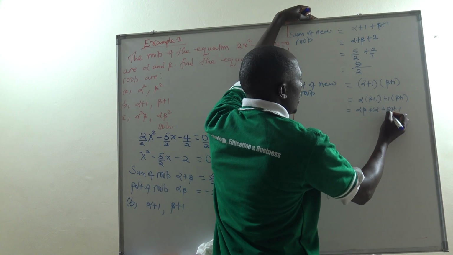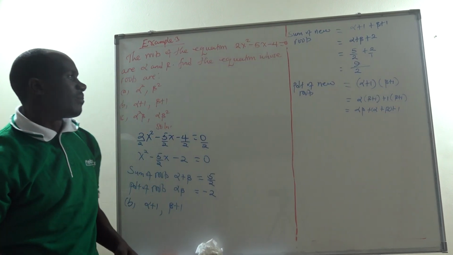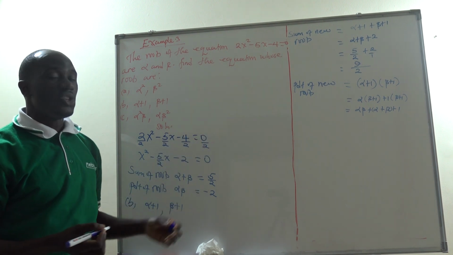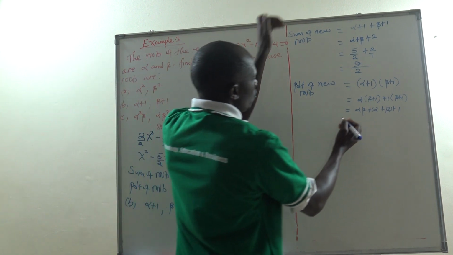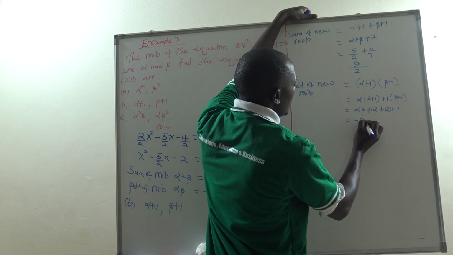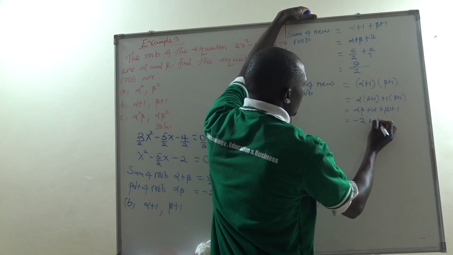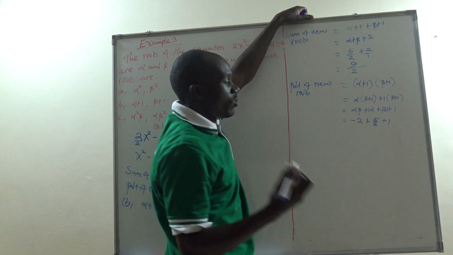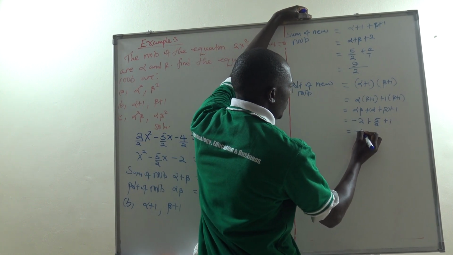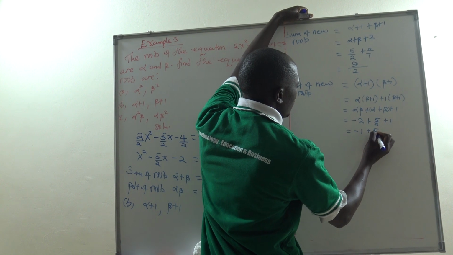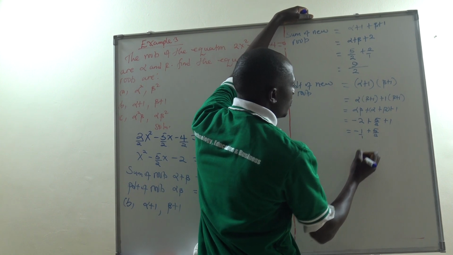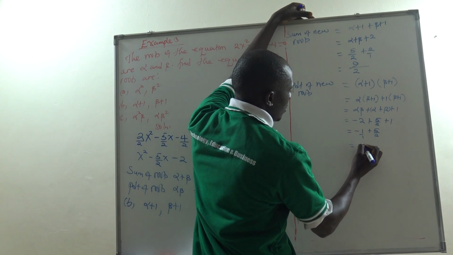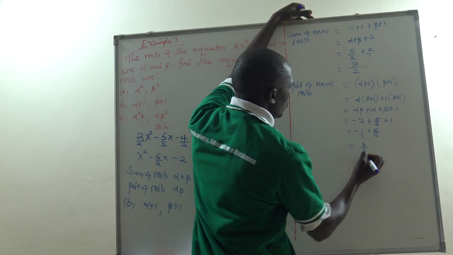But we have already got alpha plus beta. What is alpha plus beta? It is already 5 out of 2, and alpha beta is already -2. So go ahead and substitute. This is -2 plus 5 out of 2, then plus 1. -2 plus 1, you are getting -1 plus 5 out of 2. Then you are free to find the LCM. When you find the LCM, you automatically come out with 3 out of 2.